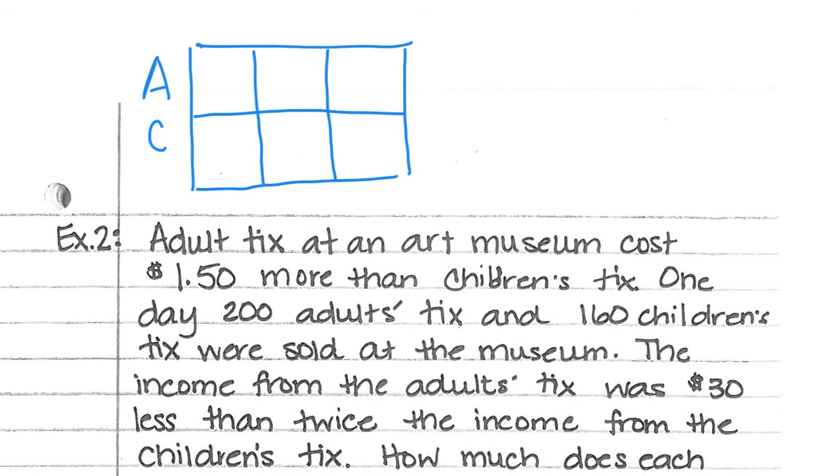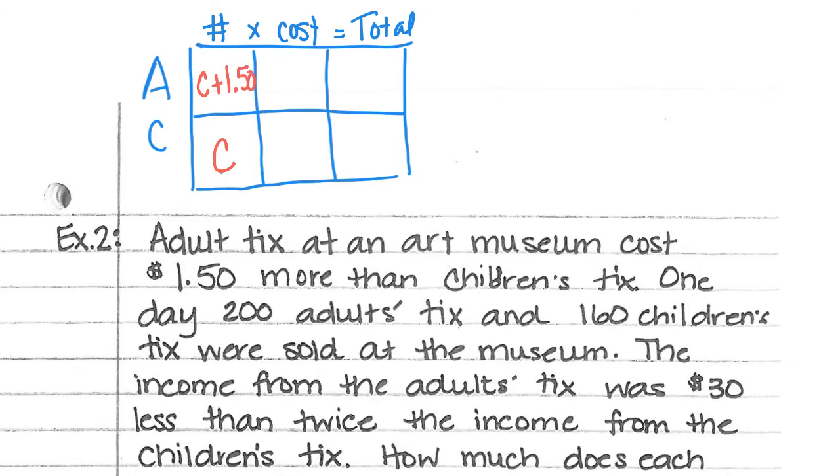Am I adding, or am I multiplying it, right? So I know the number of tickets times the cost is equal to the total. Are you with me? Okay, so let's compare what we can compare. It says adult tickets at an art museum cost $1.50 more than children's tickets. If I call the children's tickets C, what can I call an adult ticket? C plus 1.5. Good, C plus 1.5, or we'll keep it in money right here and call that $1.50.